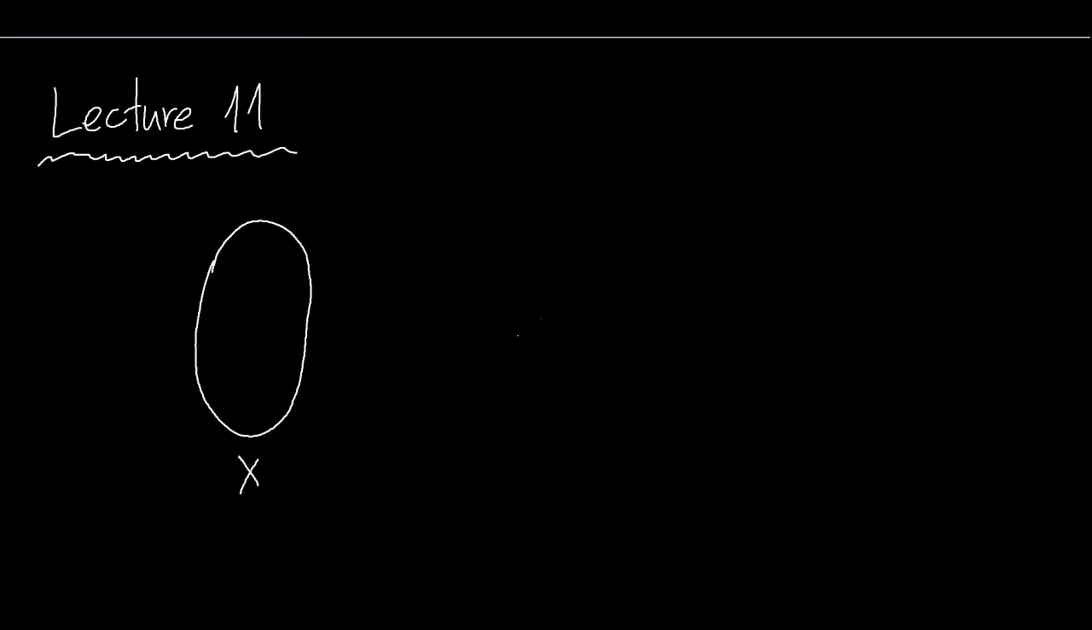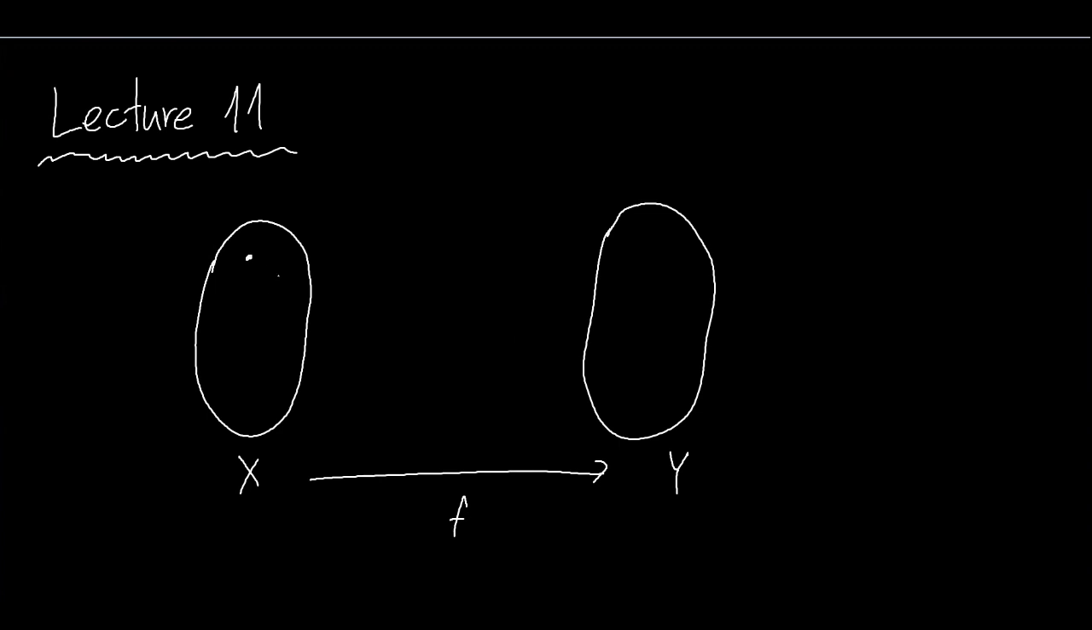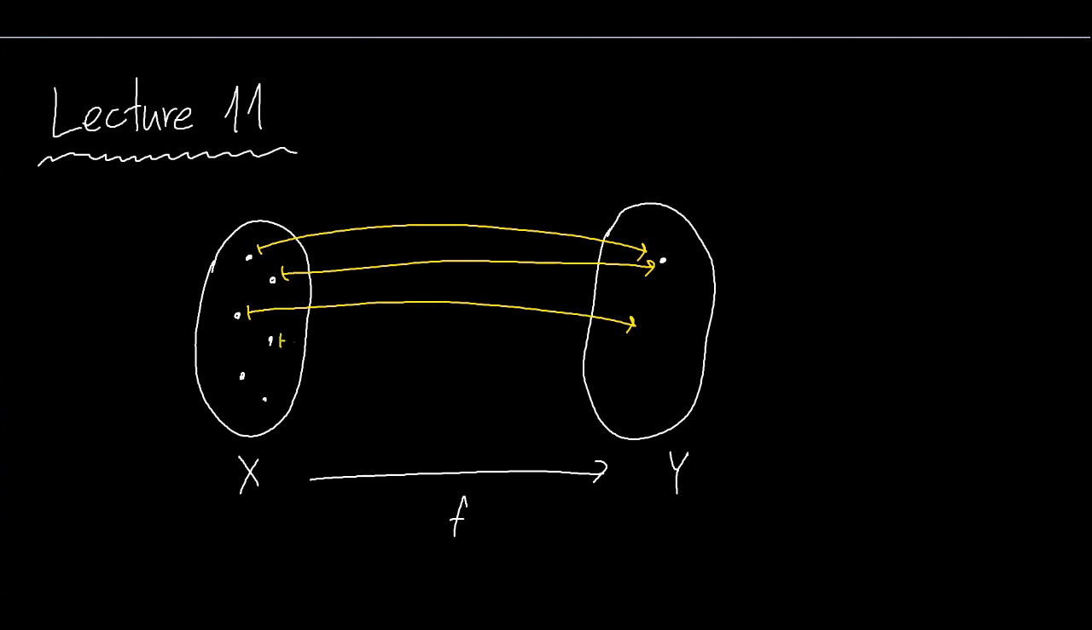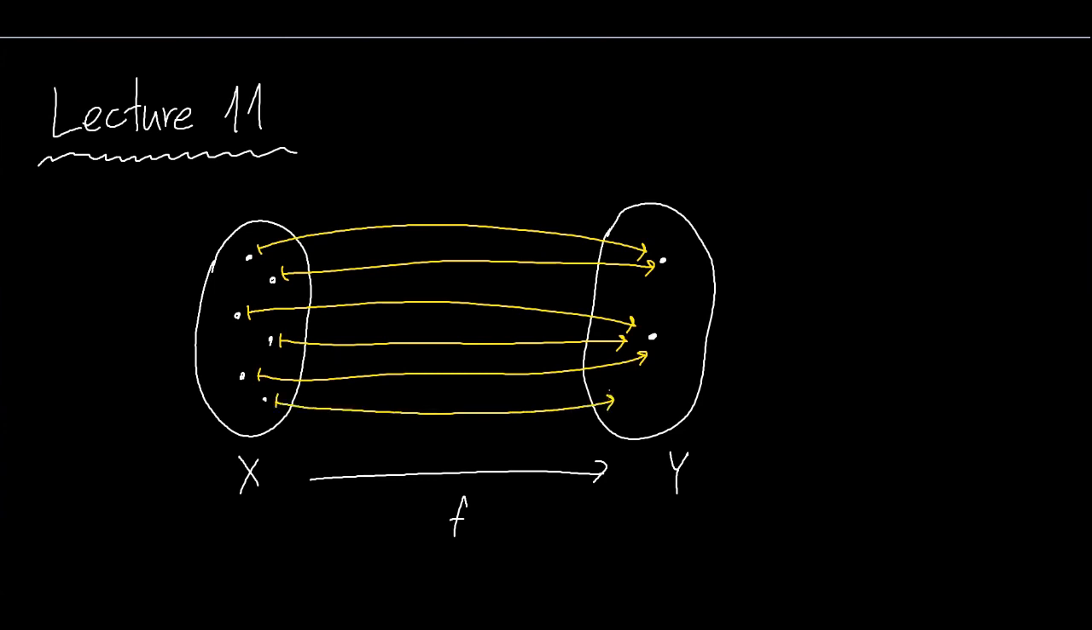When we have two sets X and Y, and a function f between them, let's say our function maps these two points to the same point in the codomain, and it maps these three to the same point. And then the last one, it maps somewhere here. And there could also be further points in the set Y that have not been mapped to.